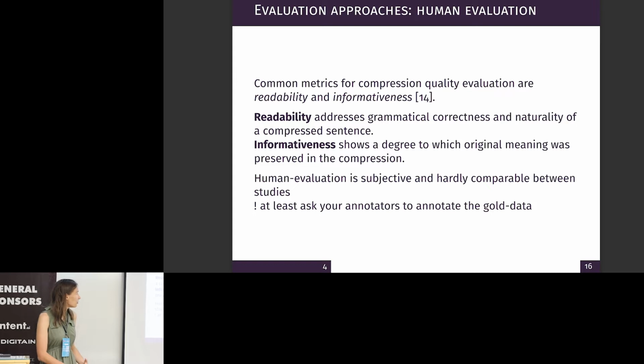In sentence compression, the common metrics for evaluation are two: readability and informativeness. These are traditional metrics. Readability addresses grammatical correctness, and informativeness shows the degree to which the original meaning was preserved. Unfortunately, these are human evaluation metrics. Human evaluation is very expensive, first, and second, it's very subjective. Human annotators in one study and human annotators in another study, even if they are annotating the same data for the same language, it doesn't mean that you can directly compare the results.